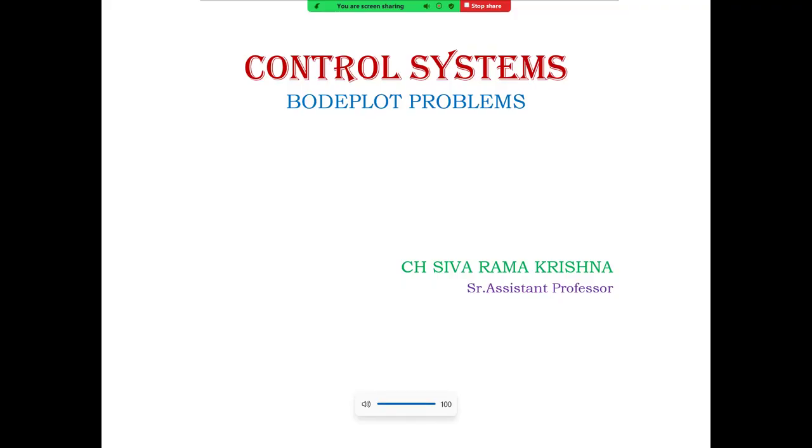In previous classes we saw some introduction about the Bode plot and the procedure for constructing it. In this class we are going to see one model problem: how to find the stability, gain margin, and phase margin with the help of this Bode plot. Before going to the problem, we will once again see the procedure for constructing the Bode plot.